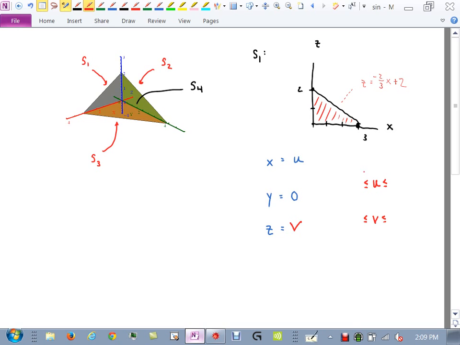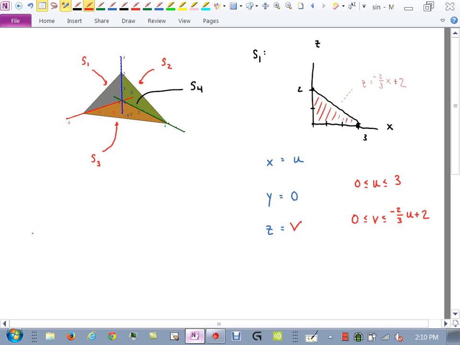So u has to go between 0 and 3, and then v, think of this like a type 1 region. V has to be between what? 0 and negative 2/3 u plus 2. So I could have written negative 2/3 u plus 2 right here for v, but I'm writing it separately, and I'm using that restriction in the restrictions itself over here. Okay? Questions?